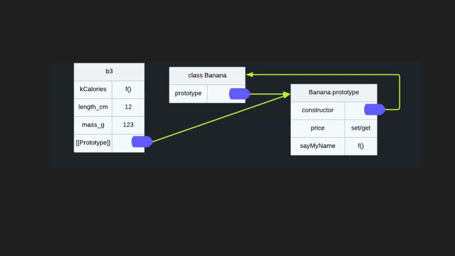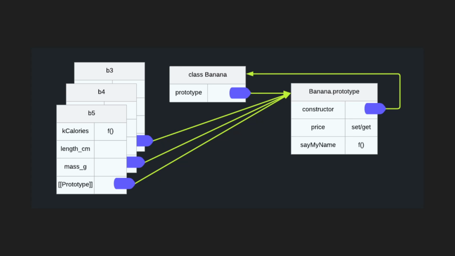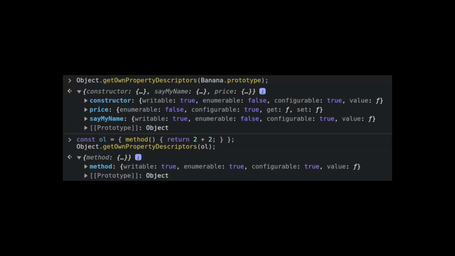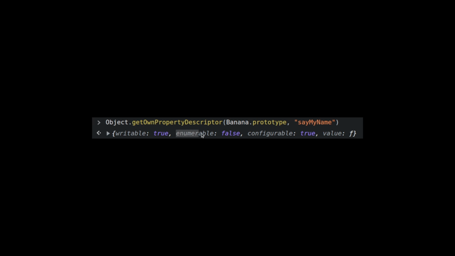So when we create a banana object, it will have own properties defined in the constructor, and will have access to methods, getters, and setters by finding them in its prototype chain. This behavior allows several objects to share the same methods. When you compare it to objects created with object initializers, methods, getters, and setters are own properties. And that's not the only difference. When defining a class, they are non-enumerable, while they are enumerable when defined with object initializers.